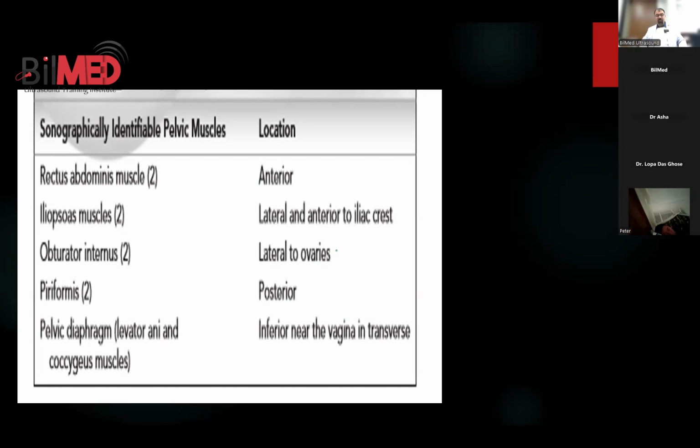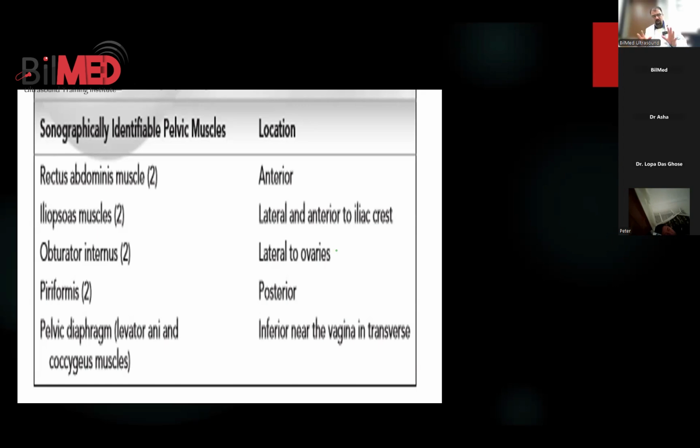And what is the importance of these muscles? Sometimes a cross-cut muscle will look like a mass, or you may get confused with an ovary also. So the question is, what is the relation? I'm elaborating the question.